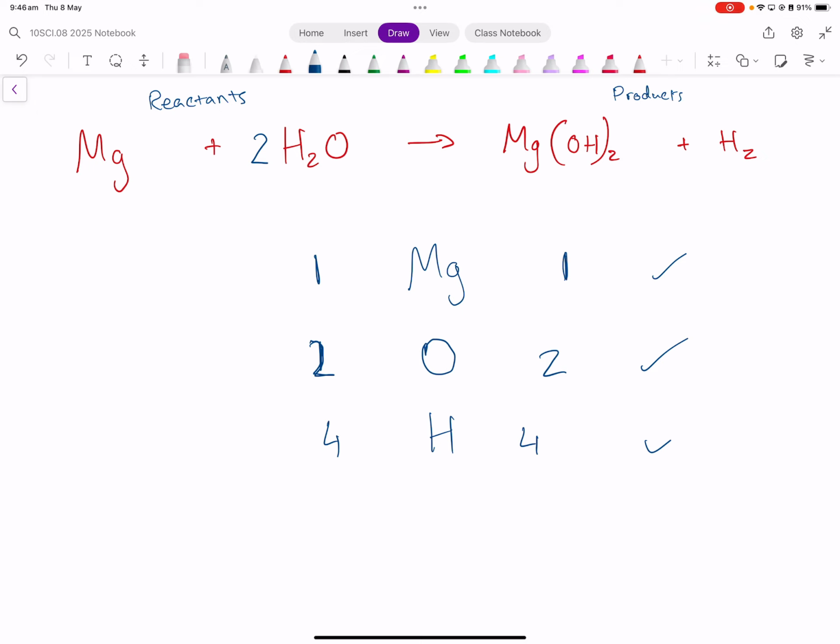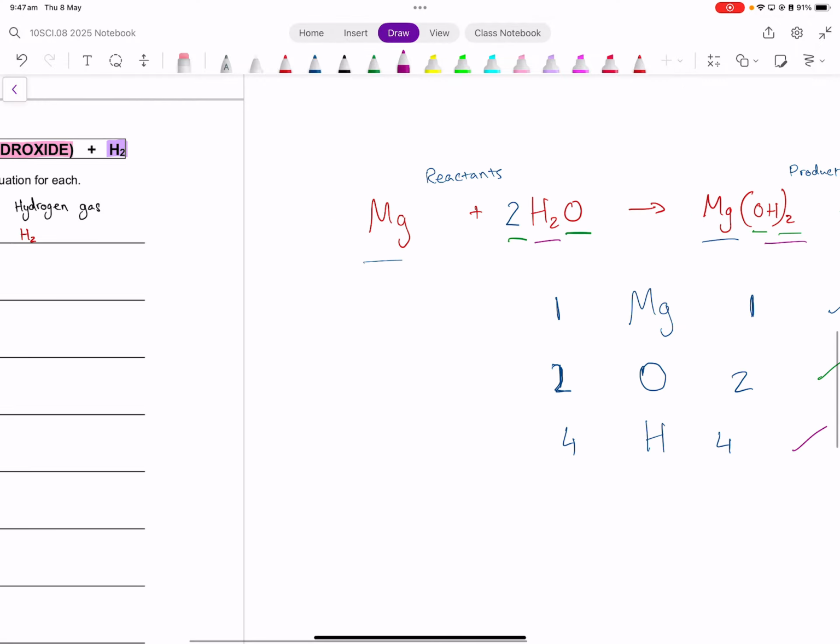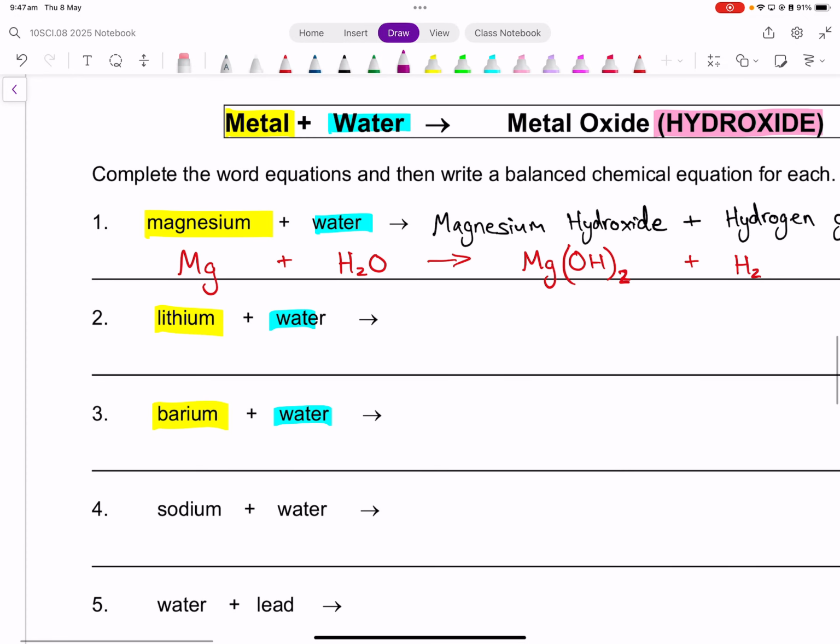But here's the trick with these ones. I need to go back to the start and double check everything off. So I'm actually going to erase these ticks just to make 100% certain. So let's have a look. Magnesium on the left, 1. Magnesium on the right, 1. Tick. Next, oxygen on the left, 2 lots of oxygen, 2 lots of oxygen on the right, tick. And final one for me is 4 lots of hydrogen on the left, 4 lots of hydrogen on the right, tick. So our final balanced equation is that right there.